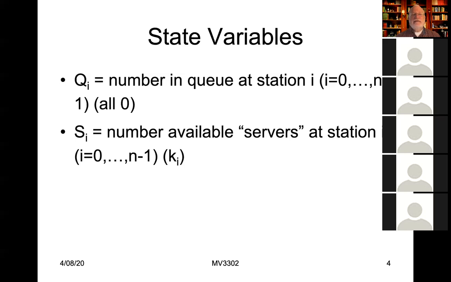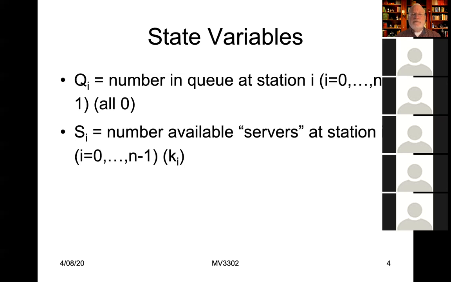And we need to know how many are in the queue at each workstation. So again, the state variable in this would be an array of integers of length n, index 0 through n minus 1. So the number in Q at station I would be Q sub I. So Q0, Q1, Q2, et cetera, those would all be distinct state variables.